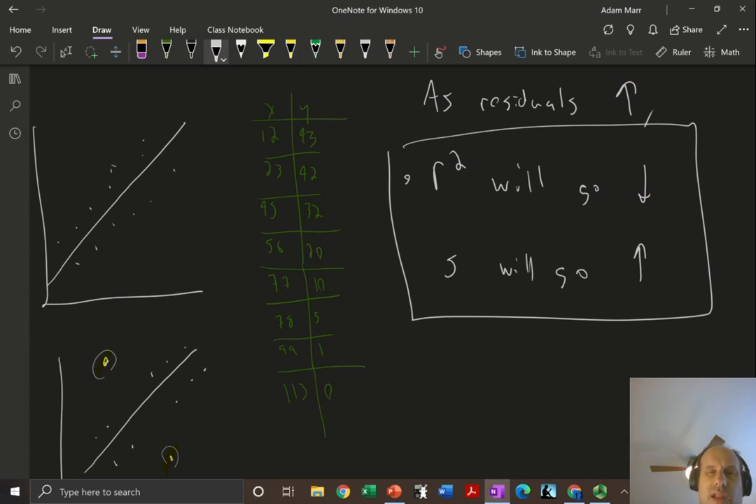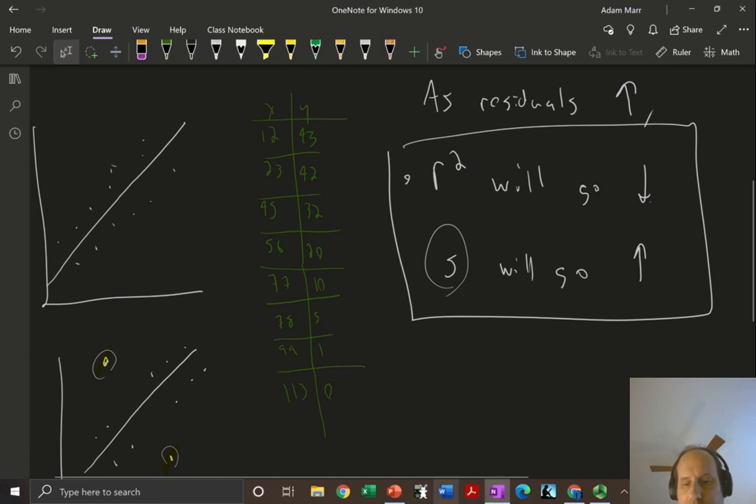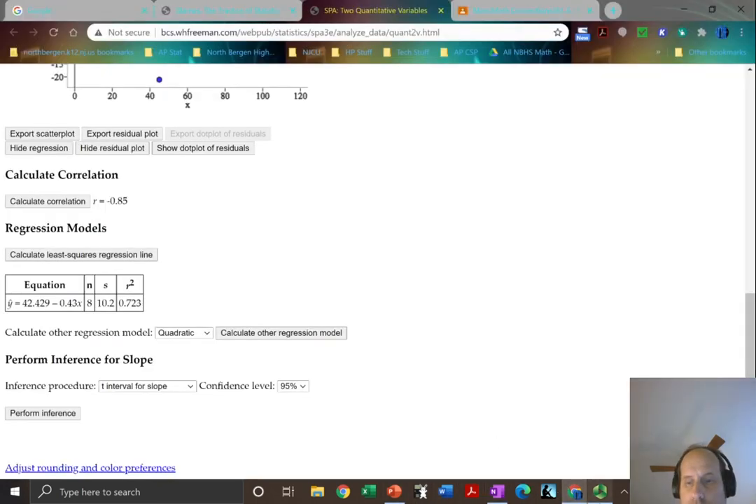R squared basically, in essence, tells us how good this least square regression line is. That's not the interpretation, but in general, that's what it is. If we have higher residuals, that's not so good. So R squared will go down, and S, of course, will go up. All right, I hope that cleared a couple things up.